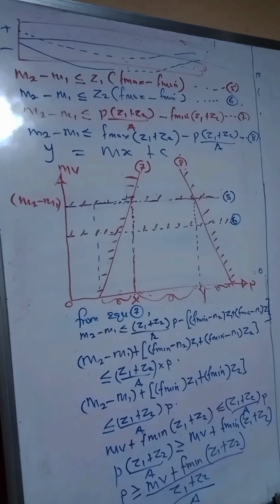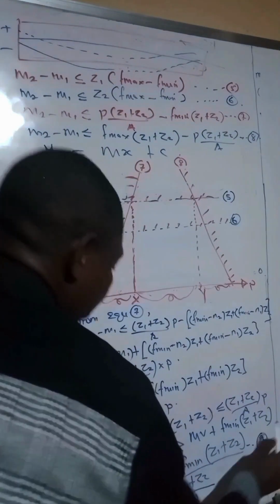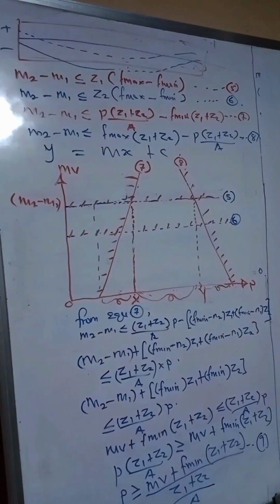So if we like, the last equation we got, we call it equation 8. You can call this equation 9, if you don't mind. So let's say equation number 9. So we have P is greater or equal to MV plus F minimum Z1 plus Z2 over Z1 plus Z2 all over A. So this is the lower limit of pre-stressing force.